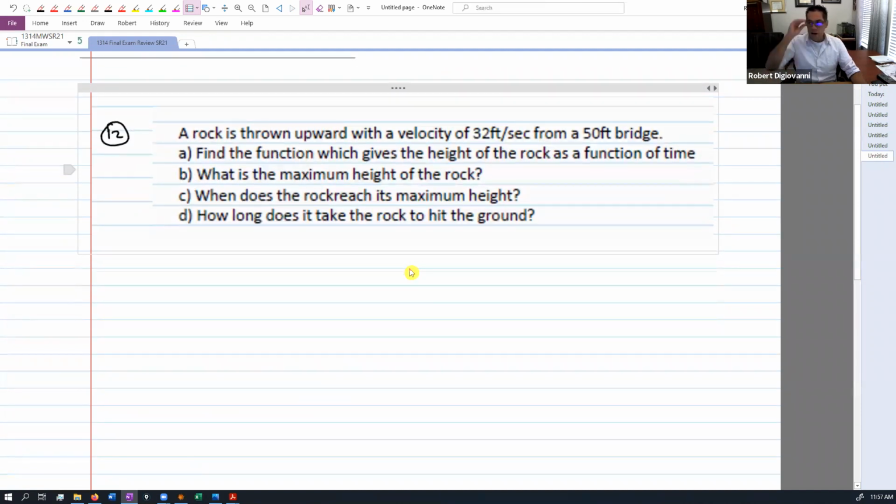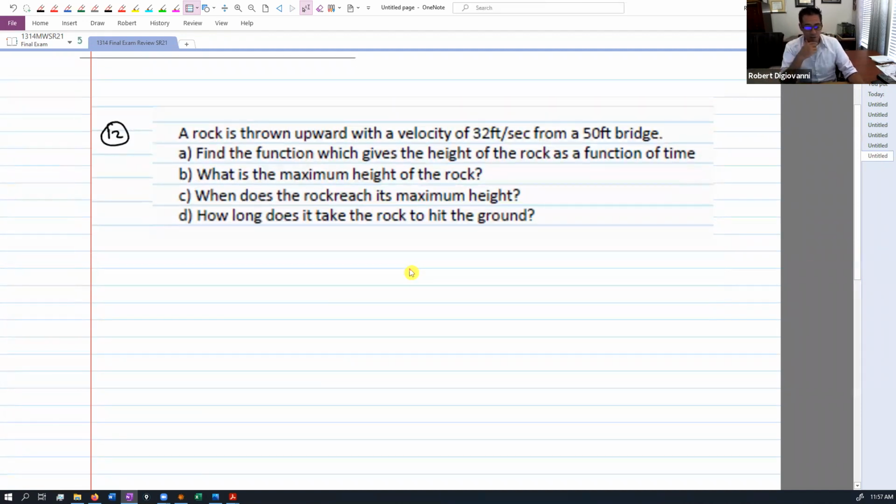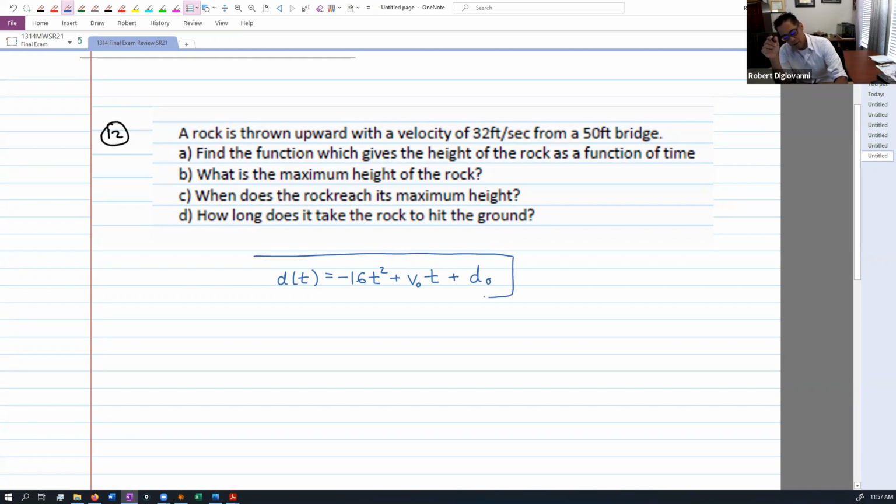It says here, a rock is thrown upward with a velocity of 32 feet per second from a 50-foot bridge. So as far as cheat sheet or reference sheet, you're going to need to know the formula for this. And the formula was d of t equals -16t squared plus v sub 0 t plus d sub 0. Please make sure you have that on your reference sheet.